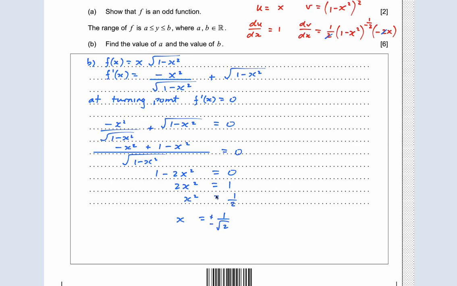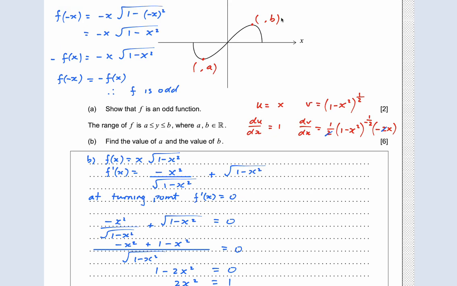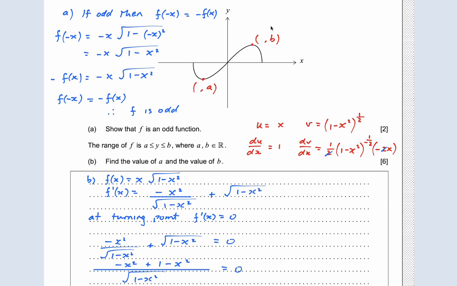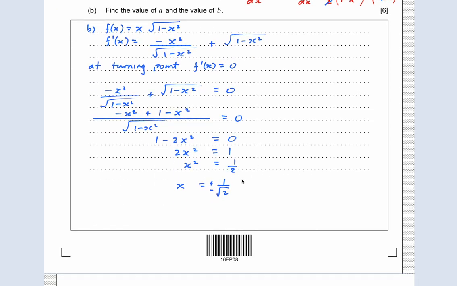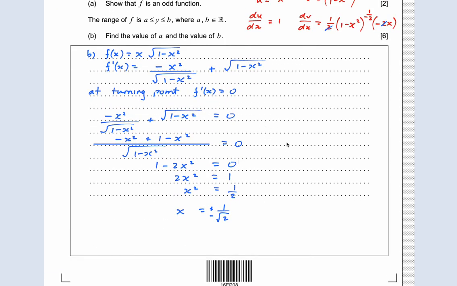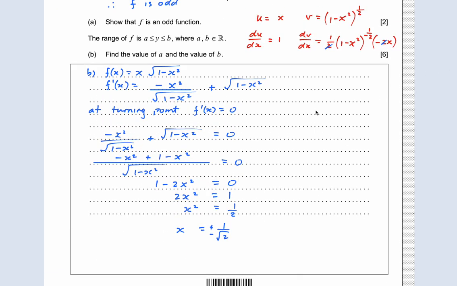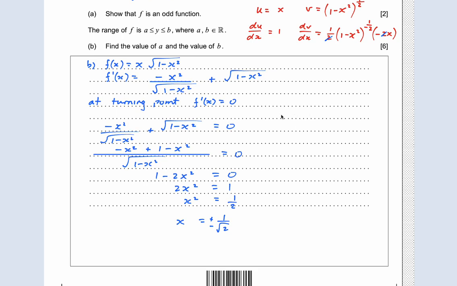That's our two coordinates. So these are our x coordinates though, right? So this coordinate here is negative 1 over root 2, and this coordinate here is 1 over root 2. But remember what I said, we don't want the x coordinate, we want the y coordinate. So I need to sub back into the original function. I'm going to sub this x into y. So let me just change the color. I'll do it over here.